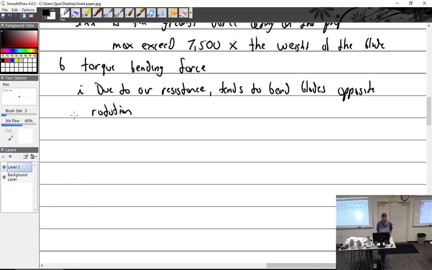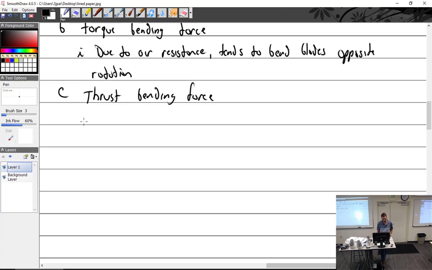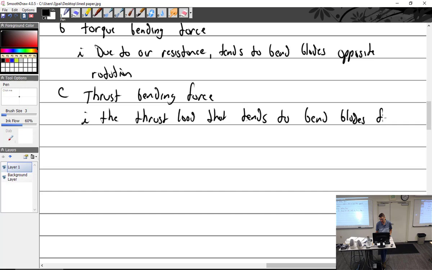All right, C, thrust bending force. This is the same force you get when you pull on your propeller on the ground. Don't do it. It is the thrust load that tends to bend blades forward as the aircraft is pulled through the air.